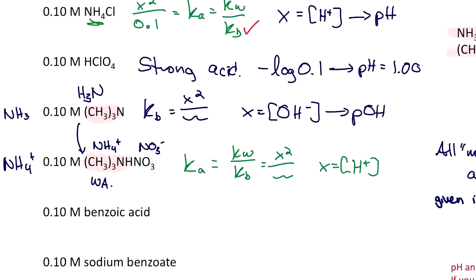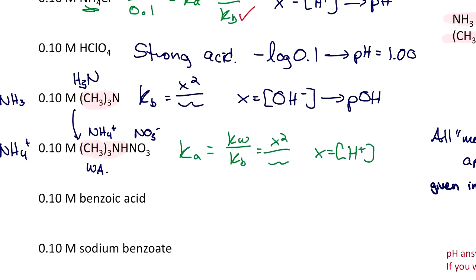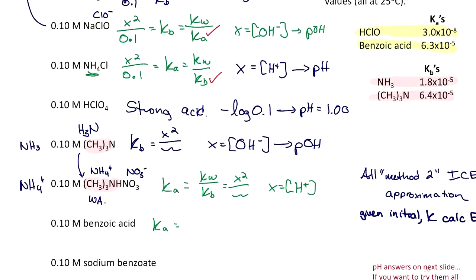Okay, benzoic acid is a what? Acid. So we use Ka. Did I give you Ka? Yes, I did. Look, it's right there. Perfect. So x squared over 0.1, x is equal to H plus concentration. Perfect. Go to pH. What is sodium benzoate?